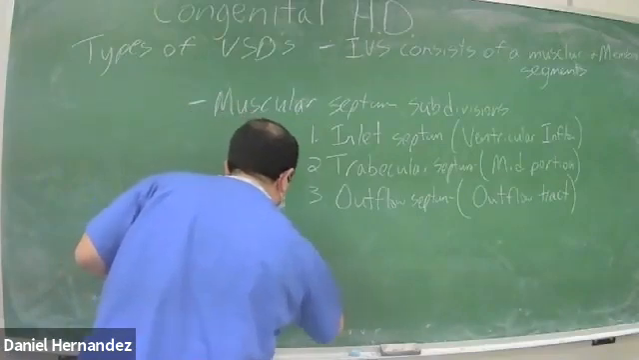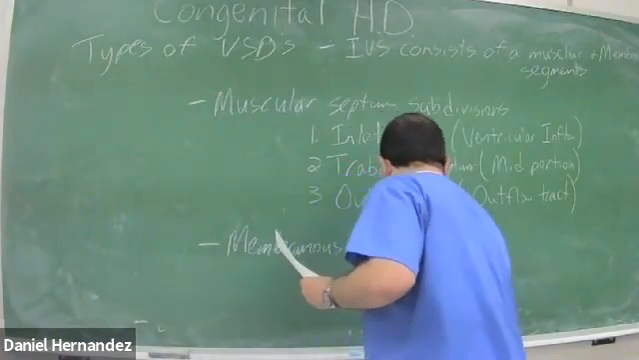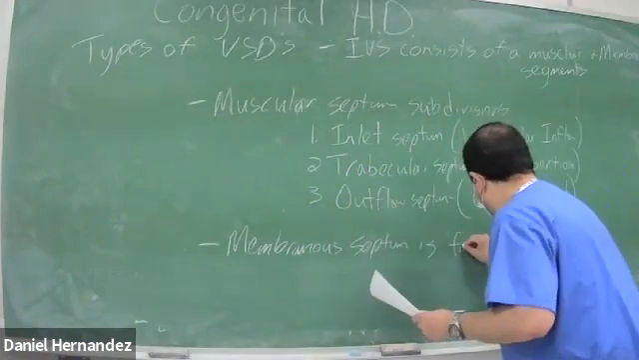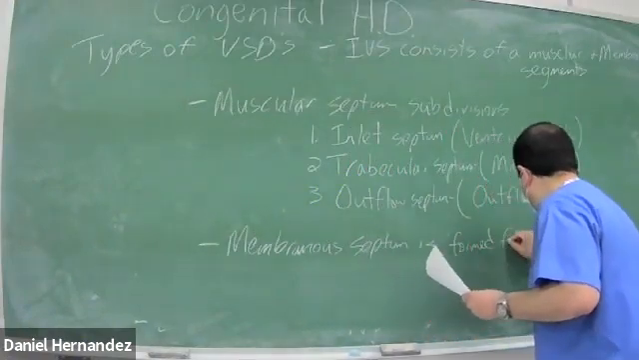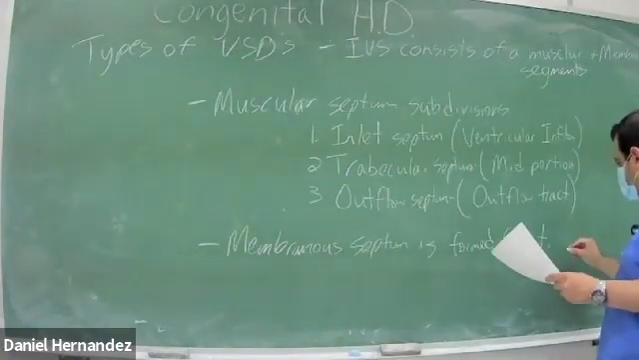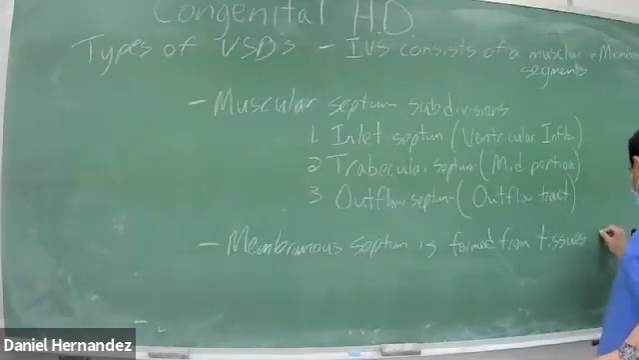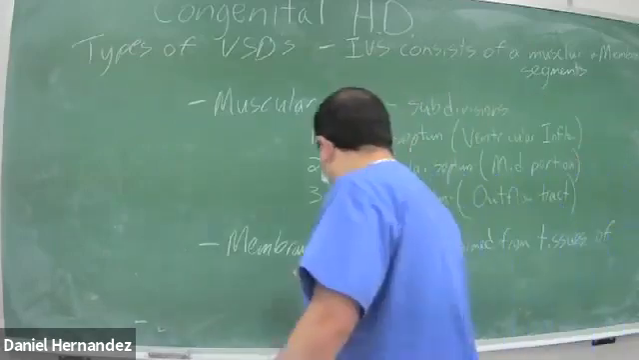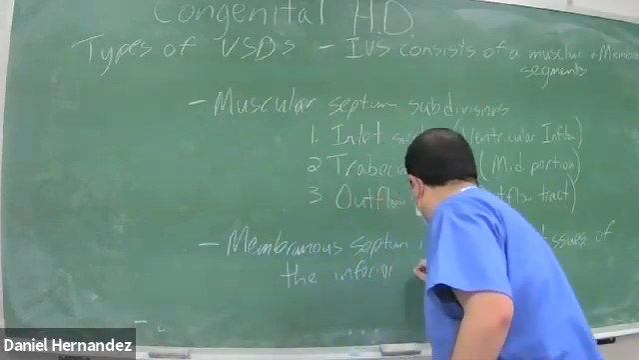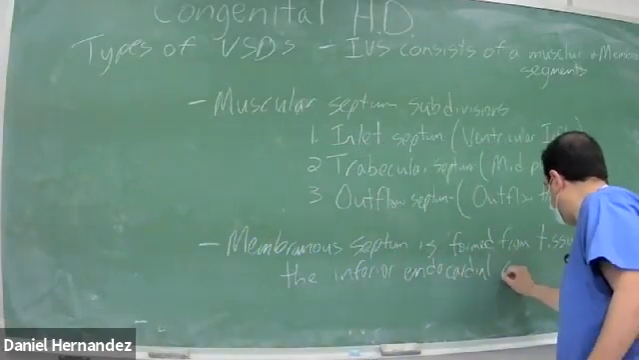The membranous septum is formed from tissues of the inferior endocardial cushions.